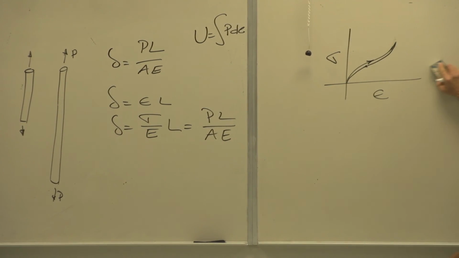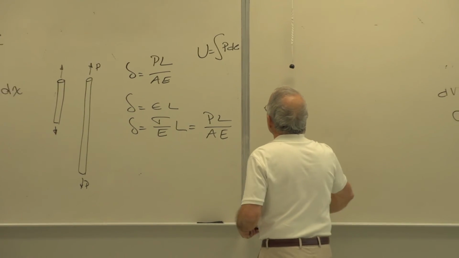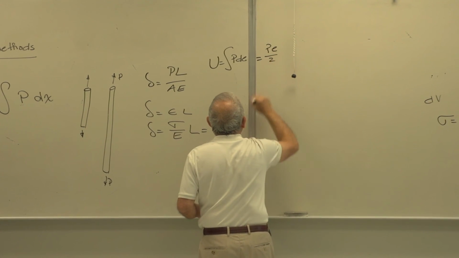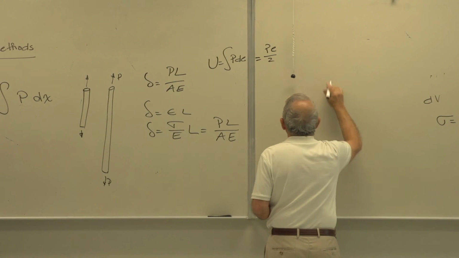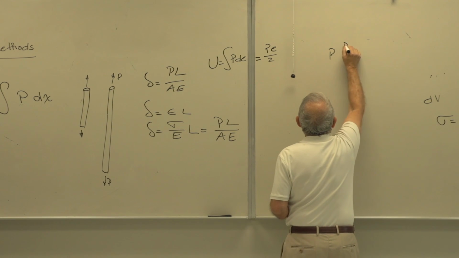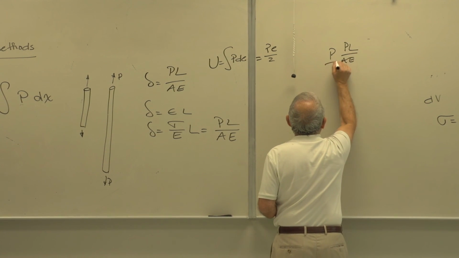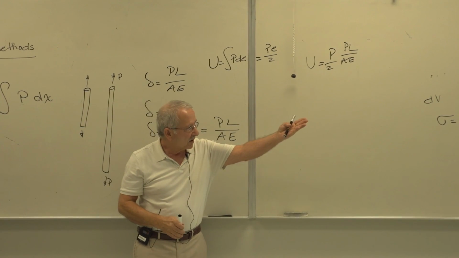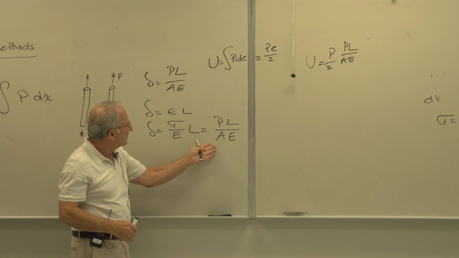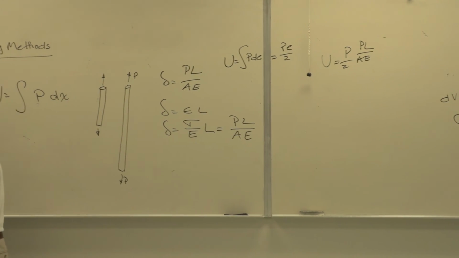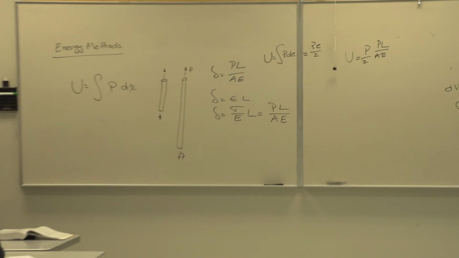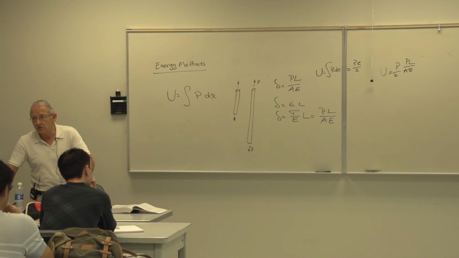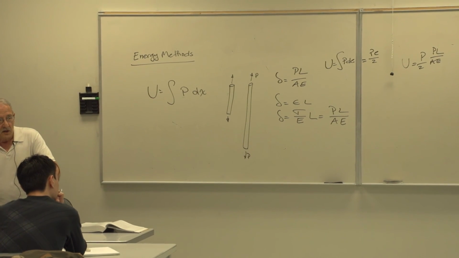For constant load and constant P, this becomes P delta over 2. So P times PL over AE over 2 equals U. And that's what you get there, and that's what you get by multiplying P times delta and dividing it by 2. And of course, that should be the case because that's where the strain energy comes from, the work done on the material. Okay? Any questions?